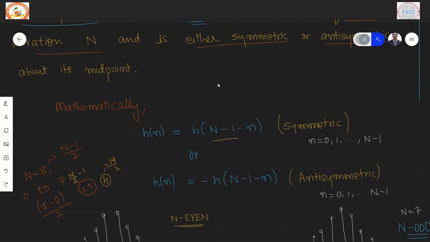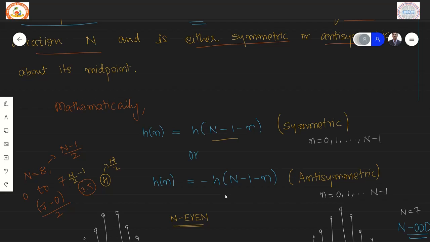Mathematically, we can describe symmetry as h of n is equal to h of capital N minus 1 minus n. The representation on the right is nothing but h of n taken in reverse. As we know, N minus 1 is the index of the last point in an N-point sequence, since indexing starts from 0. Now, if h of n is the same as h of N minus 1 minus n, it is said to be symmetric.